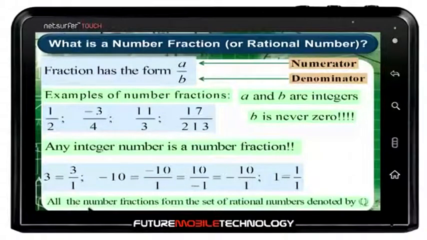Now, all the number fractions form the set of so-called rational numbers. Those numbers that can be written in fractional form, as we have indicated. And the symbol for the rational numbers is blackboard bold Q. Capital Q, but a special font called blackboard bold.